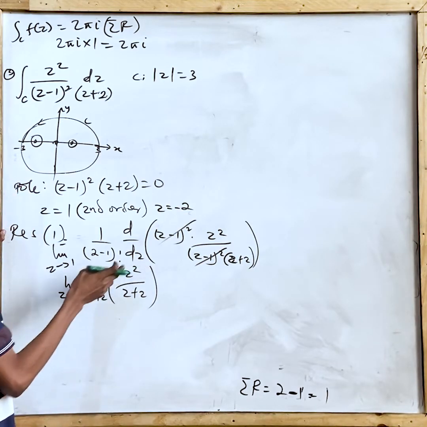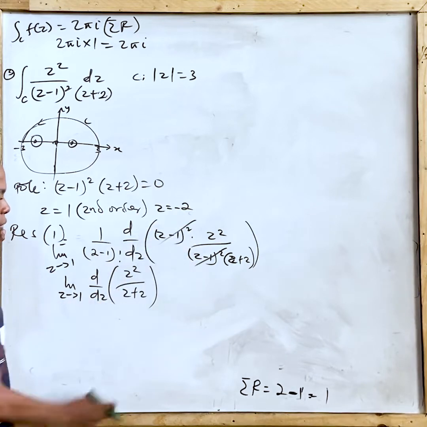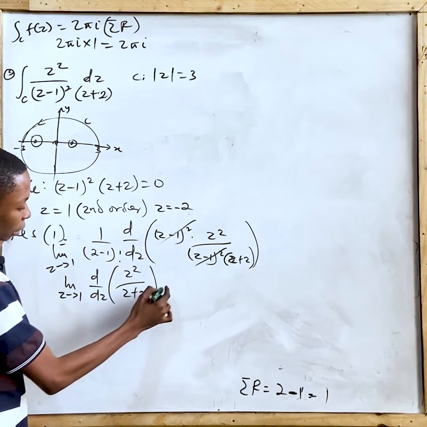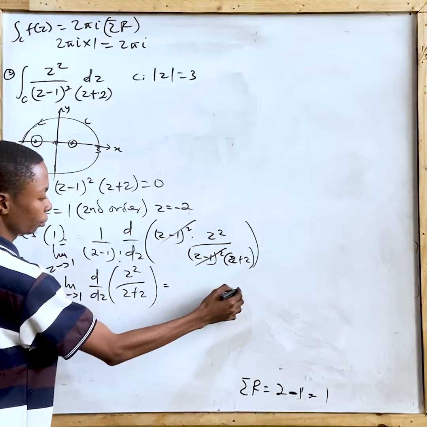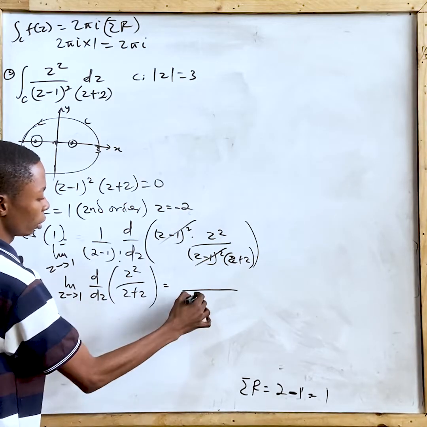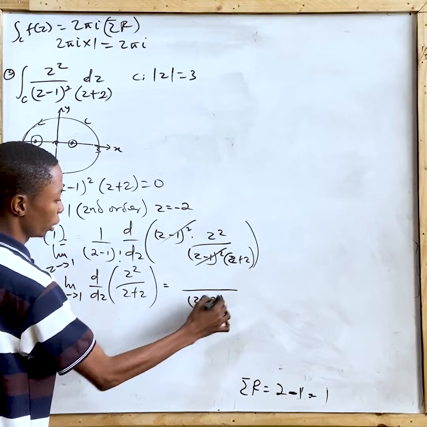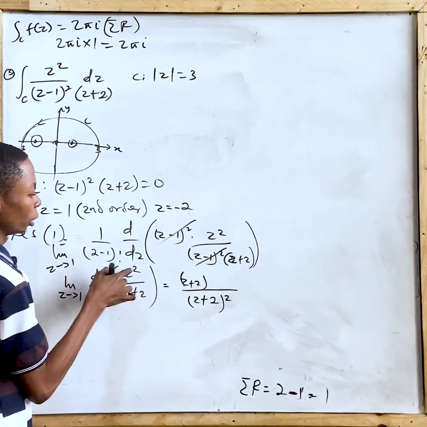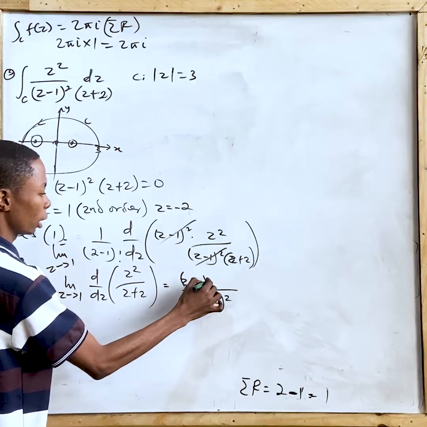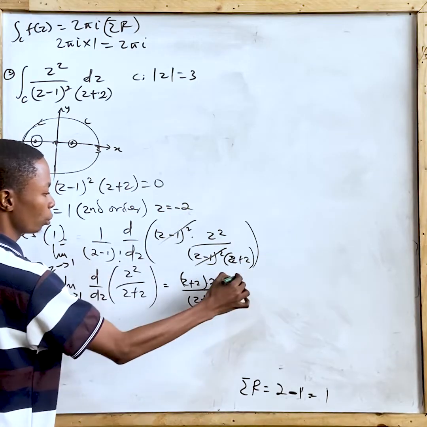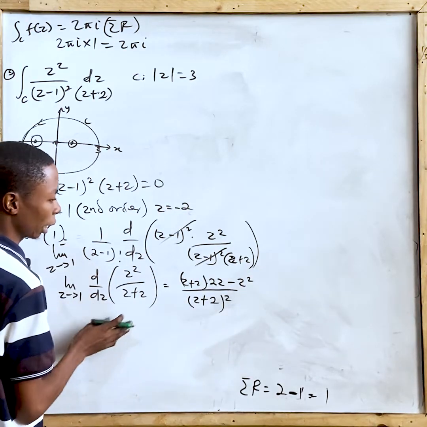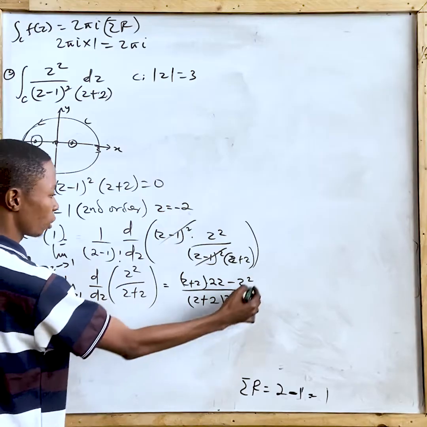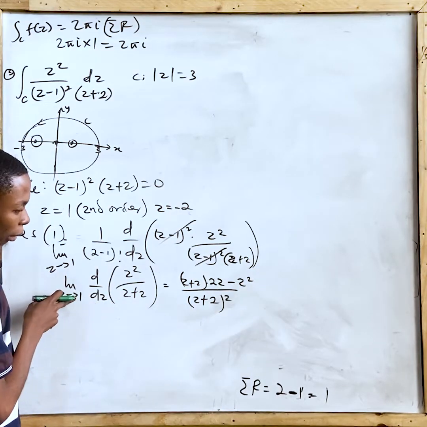So we differentiate z squared over z plus 2. These two are gone. How do we differentiate this? Quotient rule. What is the quotient rule? Give this one square, z plus 2 all squared. V du. V is z plus 2. Du. Differentiate. This is 2z. Minus u. Z squared. Differentiate this one, 1. So at where? We are taking the limit as z equals 1.